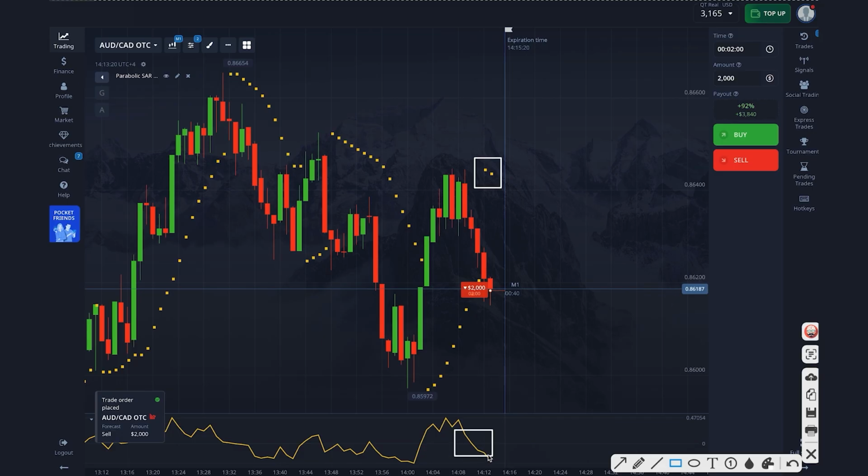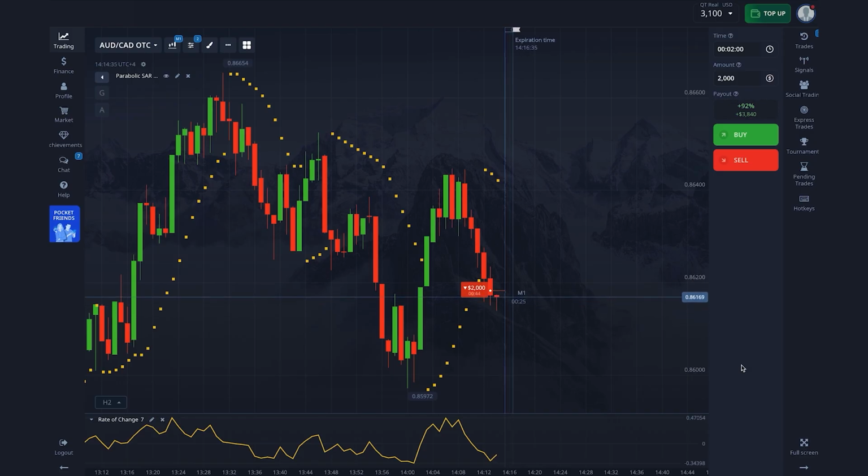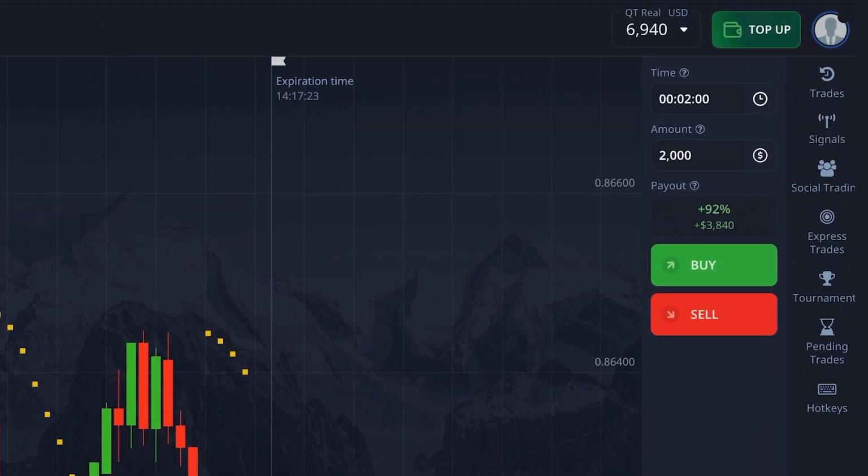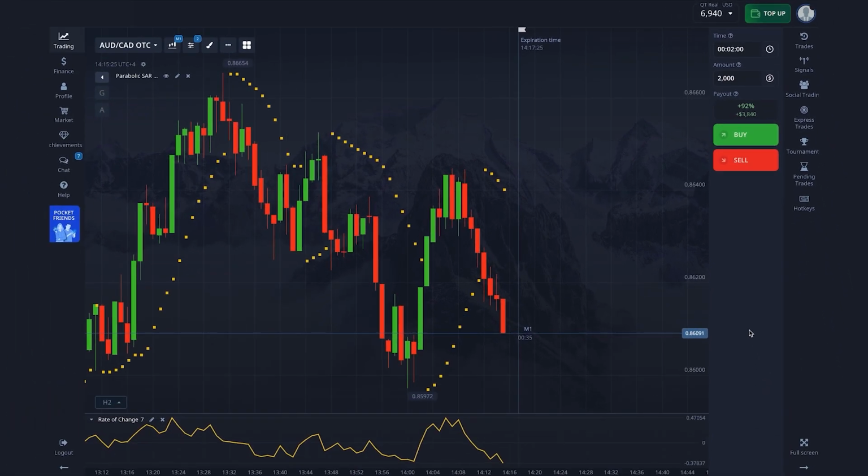Its line has crossed the thin middle line from top to bottom, confirming the loss of strength of the previous upward movement and indicating a likely continuation of the downtrend. Such a crossover indicates a change in the pace of price movement. That is, the market is beginning to move in a new direction with acceleration. The trade closes in the black. I earn $1,840. Let's move on to the next situation.